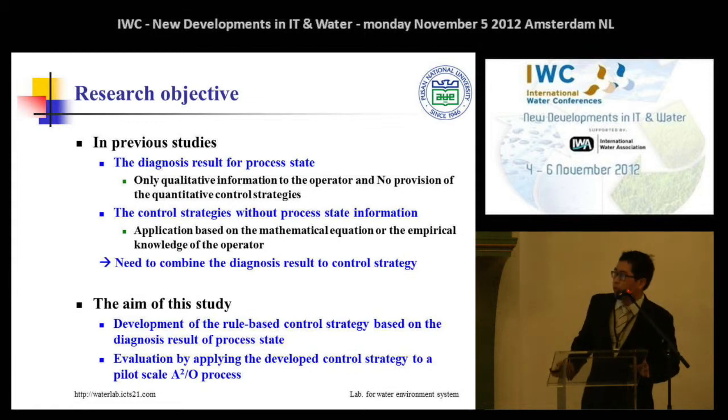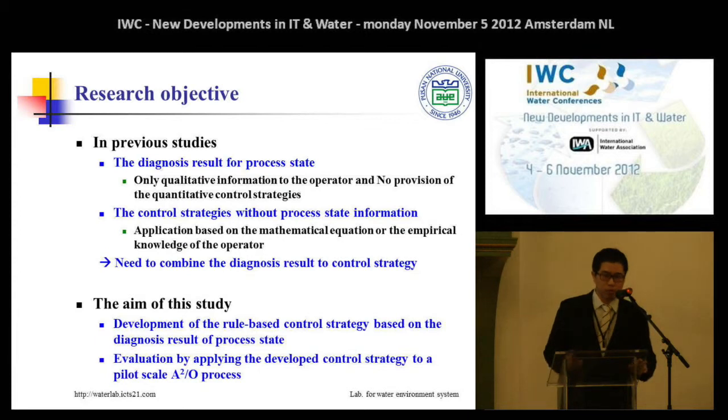Therefore, the aim of this study is to develop rule-based control strategies based on the diagnosis result of process state and evaluate the effect of the developed control strategies on a pilot scale A2 process.